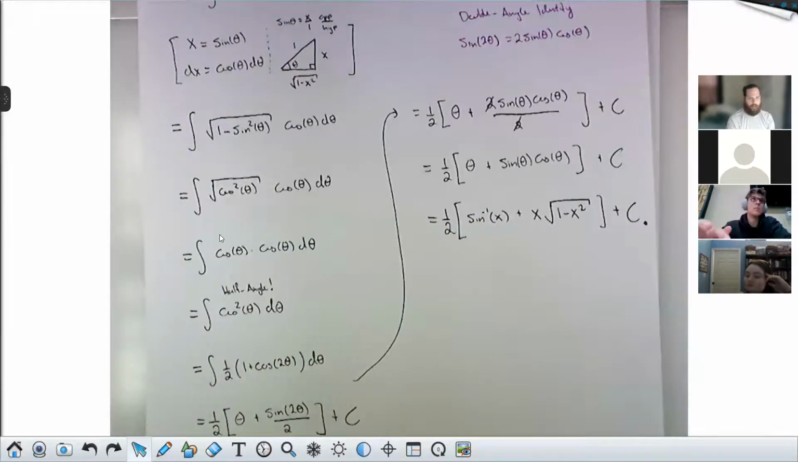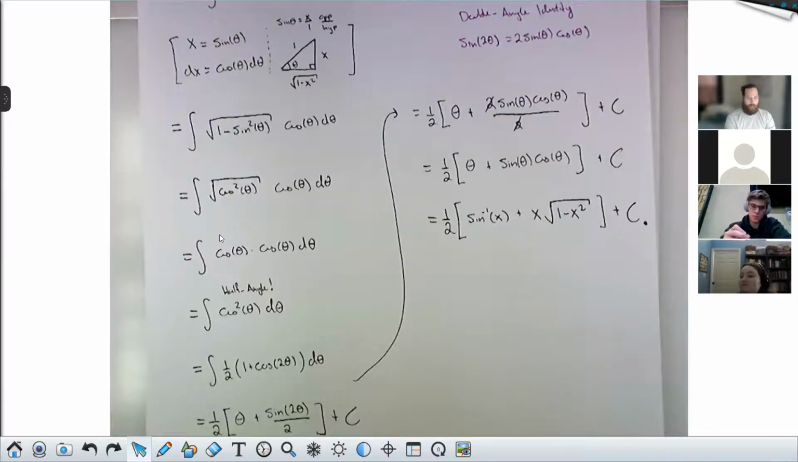Other questions on this one? So the question is, do we have an integral and derivative sheet?